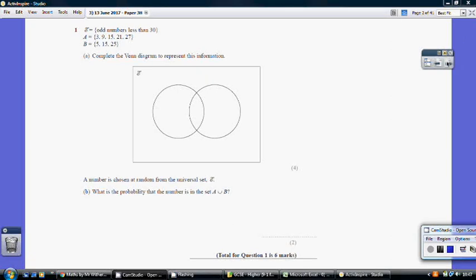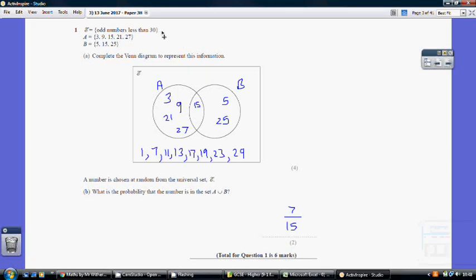Question 1. So we've got to complete the Venn diagram. So this squirly E means the universal set. So all of the numbers here have to be somewhere inside the rectangle. So we need to include all the odd numbers less than 30 either in the circles A and B, or on the outside in the rectangle.